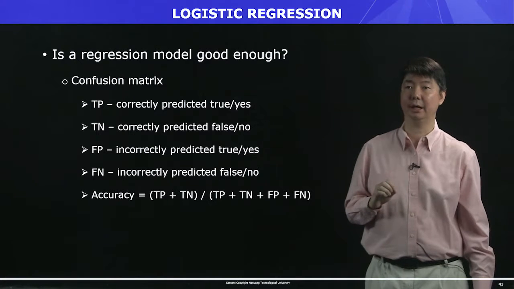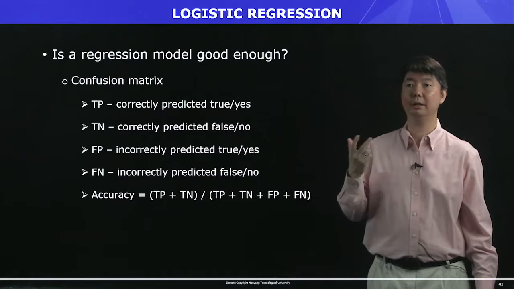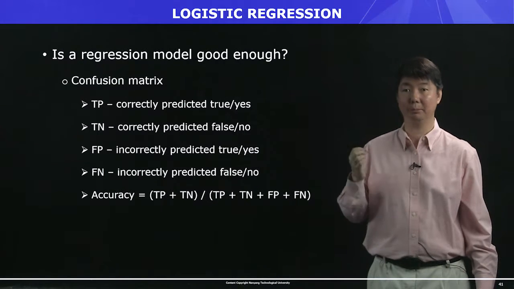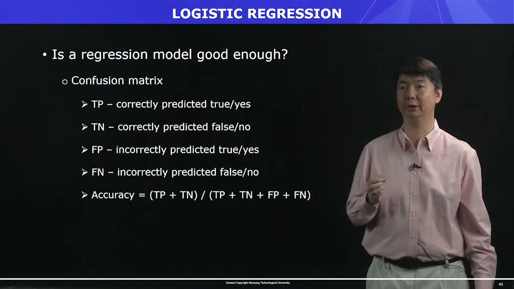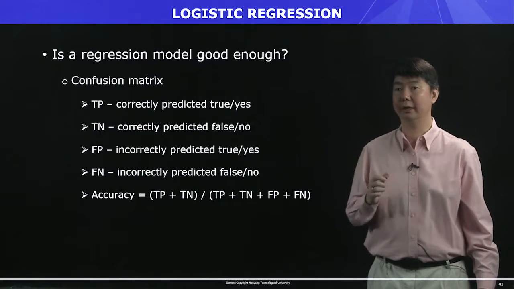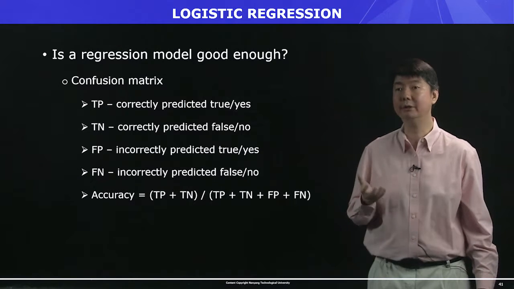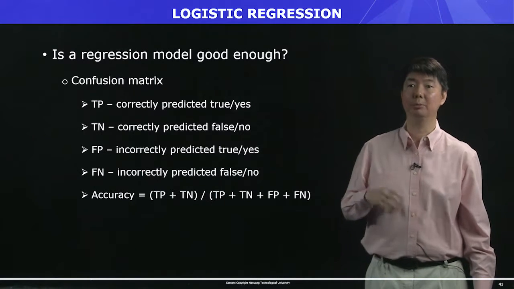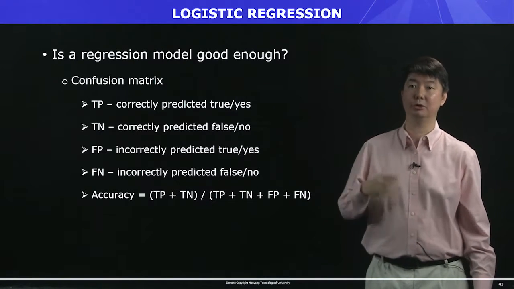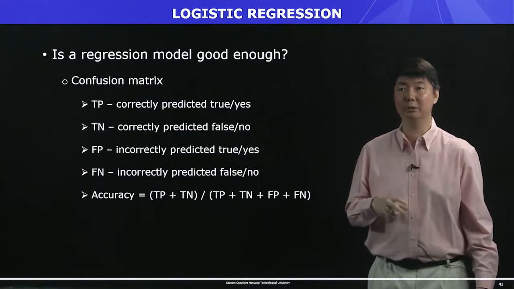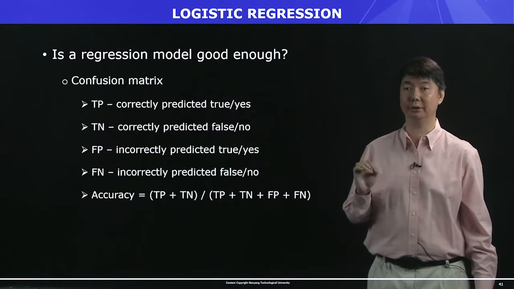True negative means that the actual value is false, no, or 0, and the logistic regression model predicted it as such. False positive means that the logistic regression model predicted the value to be true or yes, but the actual value is false or 0. And finally, in false negative, the logistic regression model predicted false or no or 0, but the actual value is true, yes, or 1. So if we put all these 4 values together, we can determine the accuracy of the logistic regression model.